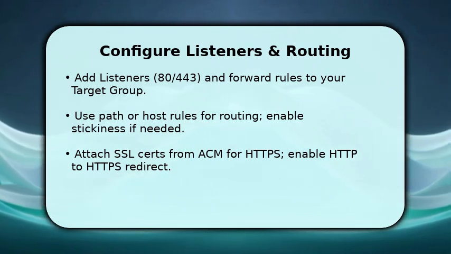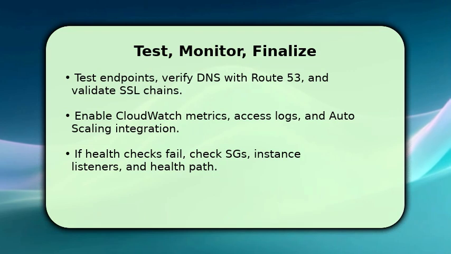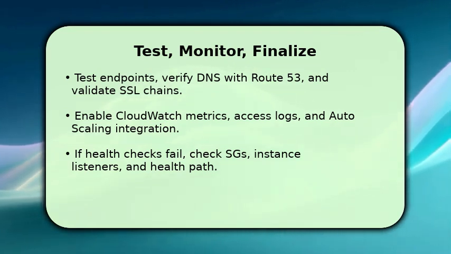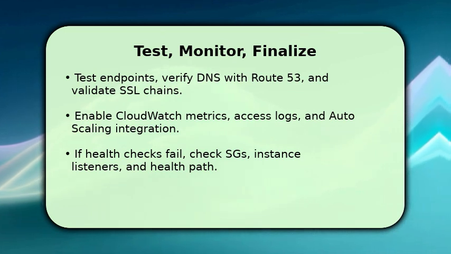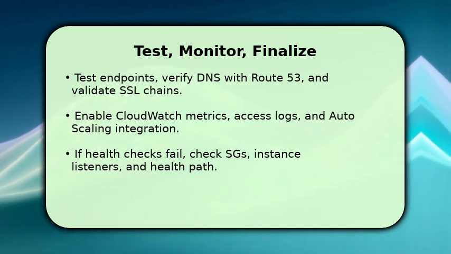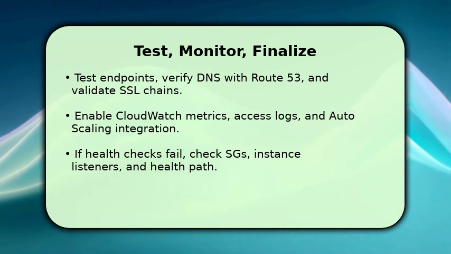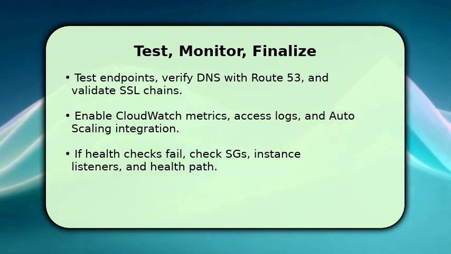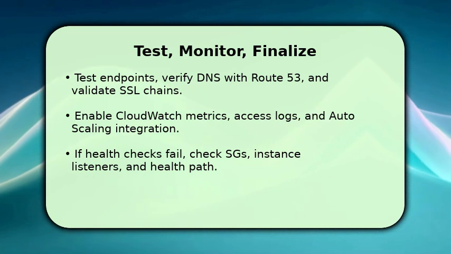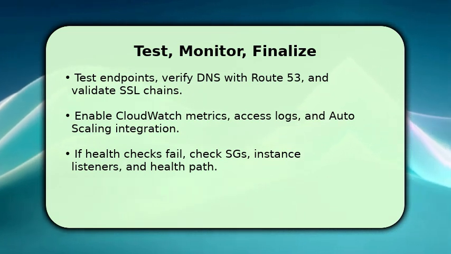You finish by testing and instrumenting. Point a Route 53 record to the balancer, hit your endpoints, and validate TLS and response codes. Enable access logs and CloudWatch metrics so you can track latency, healthy host count, and request errors. Integrate with auto-scaling by specifying the target group so instances join automatically.